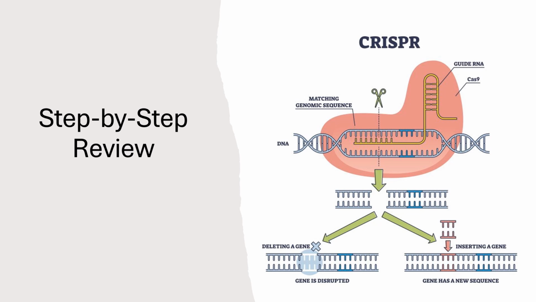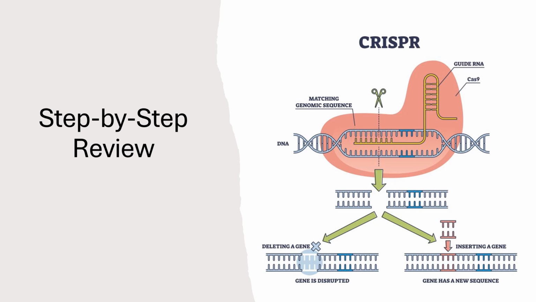The first one is called non-homologous end joining, which stands for NHEJ, the body's default repair mechanism, often resulting in insertions or deletions that can disrupt the gene. As we can see here, it deletes a gene and the gene is disrupted. It just connects the two ends of the gene together, and it's usually a deletion.